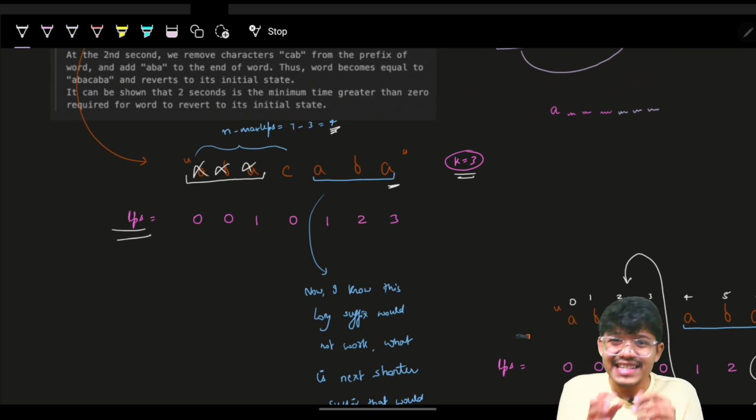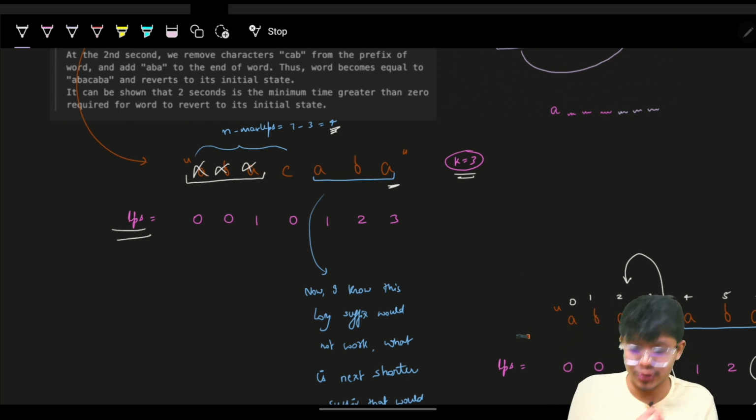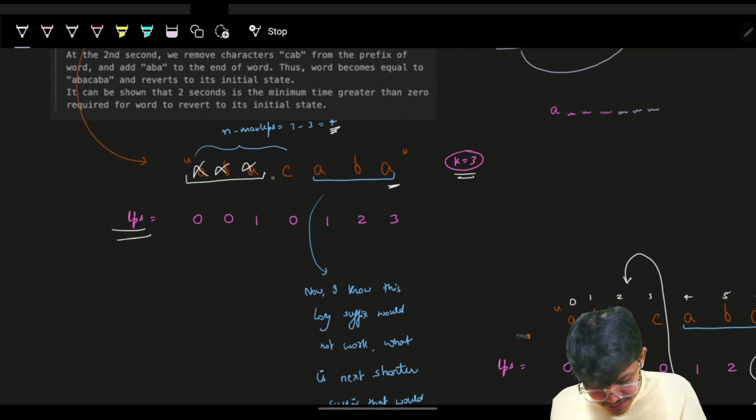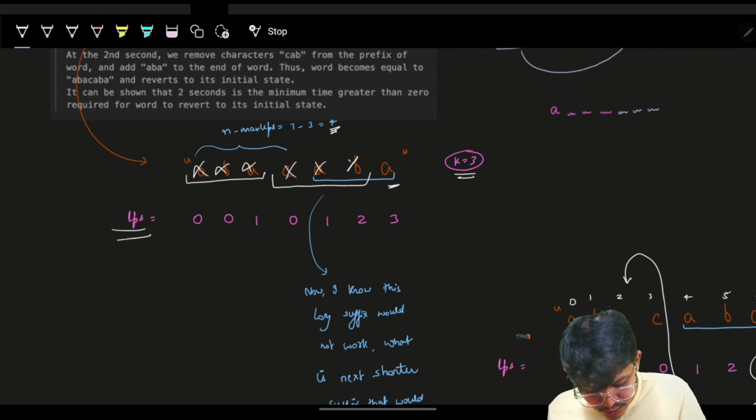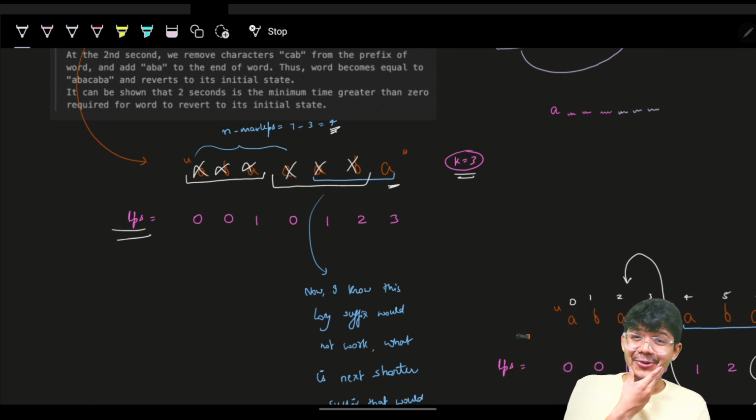So still this C is like a hamper to you. You have to remove this also. But if you go on removing this, then you have to remove the next k characters, which means this also will go away. Now your remaining thing is the A.